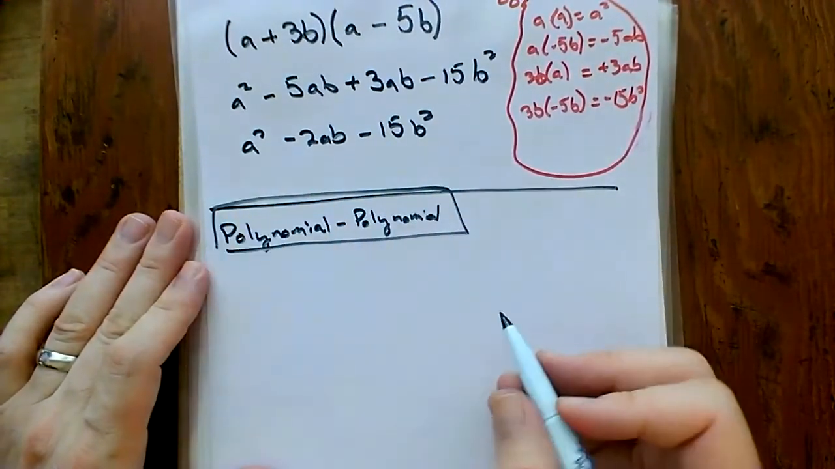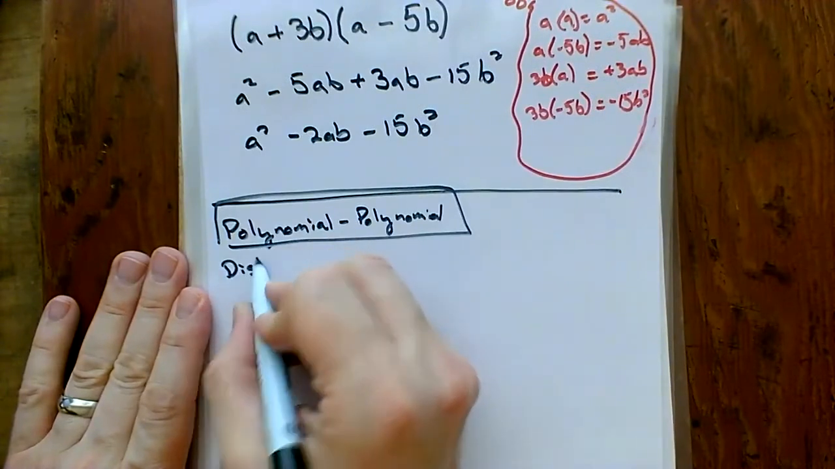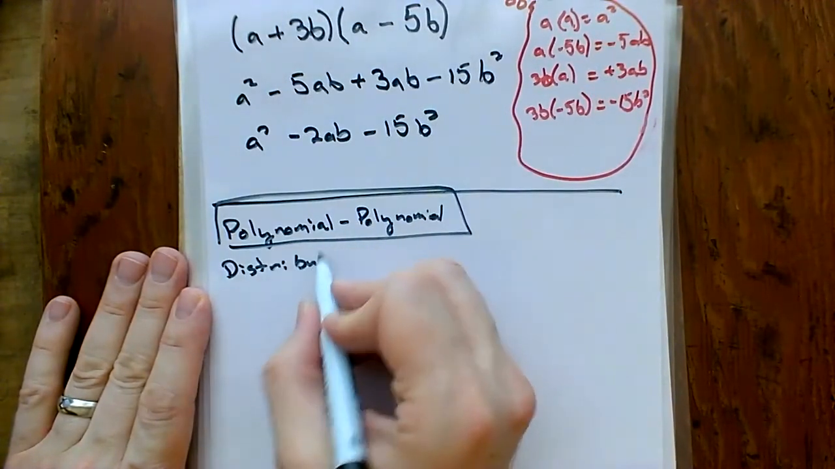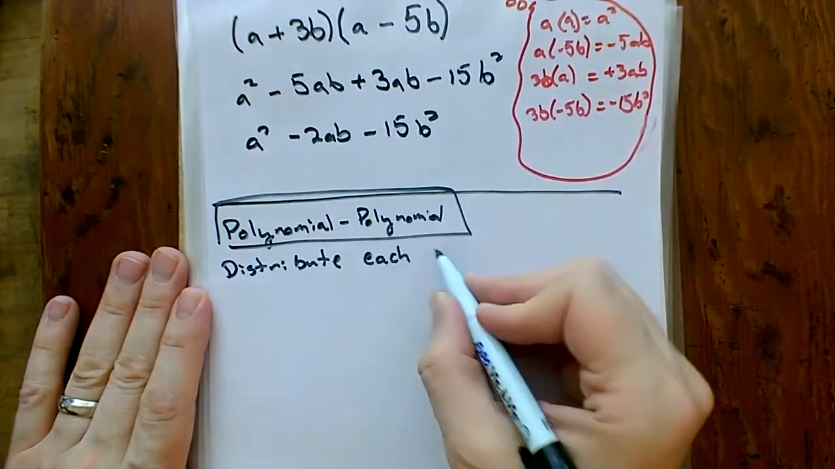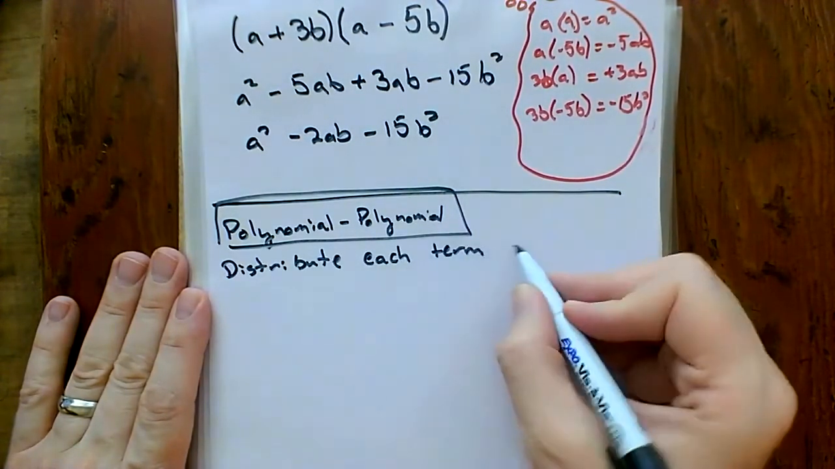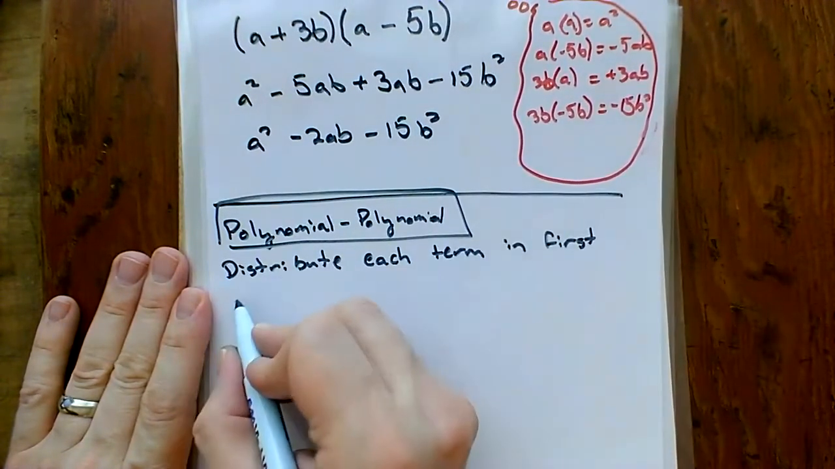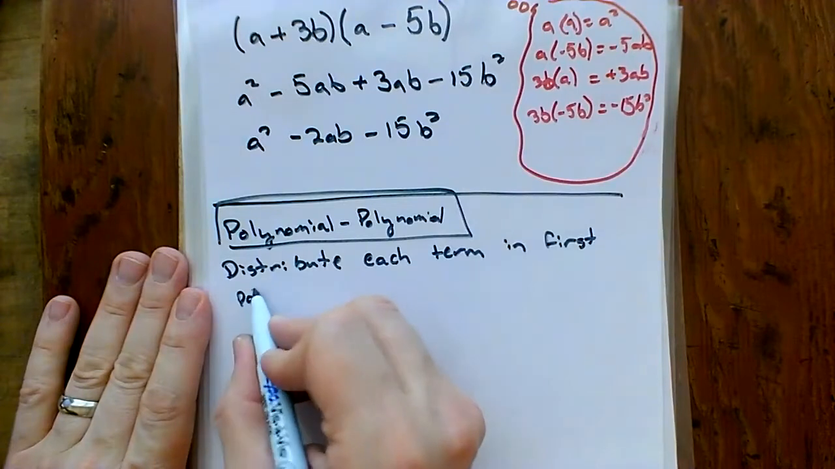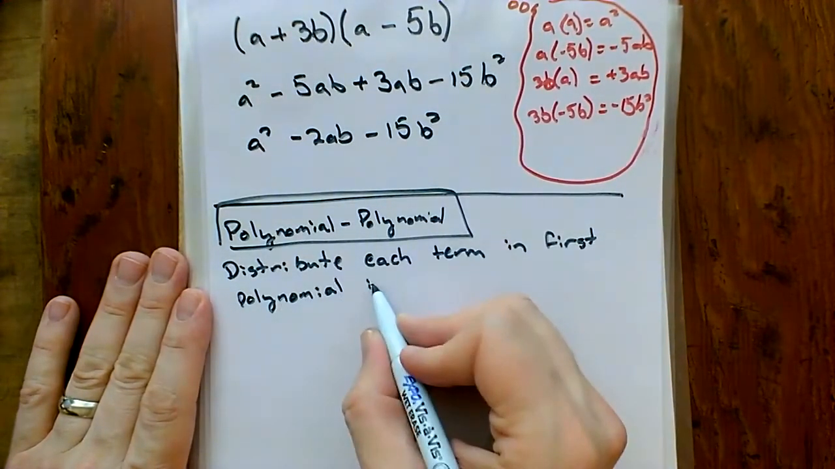So polynomial multiplication, we are distributing each term in the first polynomial into the second polynomial.